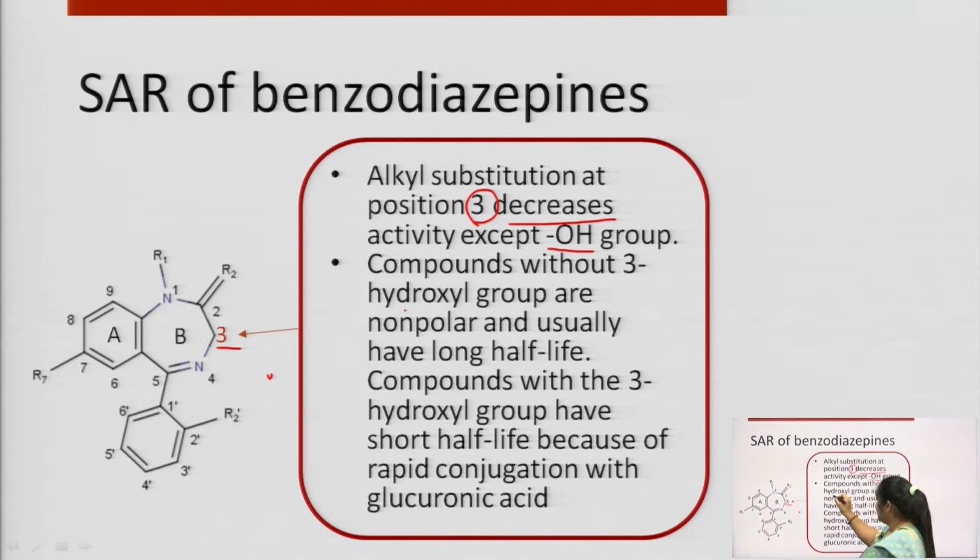Compounds without a 3-hydroxy group are non-polar and usually have a longer half-life. So, this is a concept, those which do not contain any OH group at position number 3 will be considered non-polar and will have a longer half-life. Those having a hydroxy group at the same place will have a short half-life because of the conjugation that will take place with the hydroxy group.